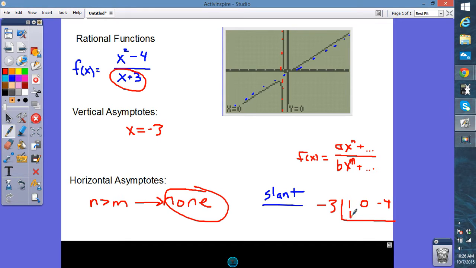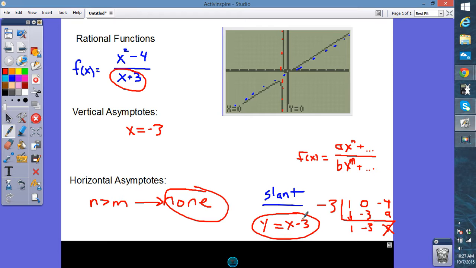Do a little polynomial division. Slide that down, which is 1. And you're going to multiply, add, multiply, and add. When you're looking for the slant asymptote, we don't care about the remainder. We care about the equation of the line. We started with an x squared, so that means this degree is 1. So think of it as 1x to the first minus 3. Easy way to say that is x minus 3. So the slant asymptote is the equation y is equal to x minus 3.